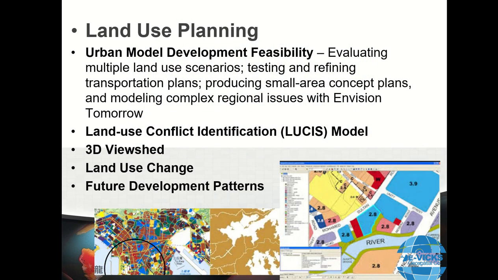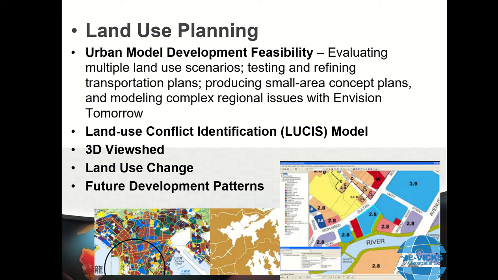GIS can be used in urban model development. GIS can be used in land use conflict identification, where we identify conflicting land uses, residential or commercial land. When a commercial land use is eating up a residential area, or a residential area is eating up recreational areas, GIS can also help us in creating 3D view sheds of a particular city. Also, land use change. GIS can help us track changes in land use.